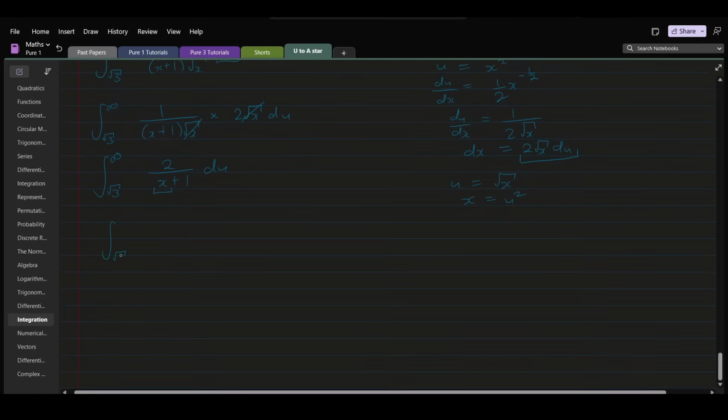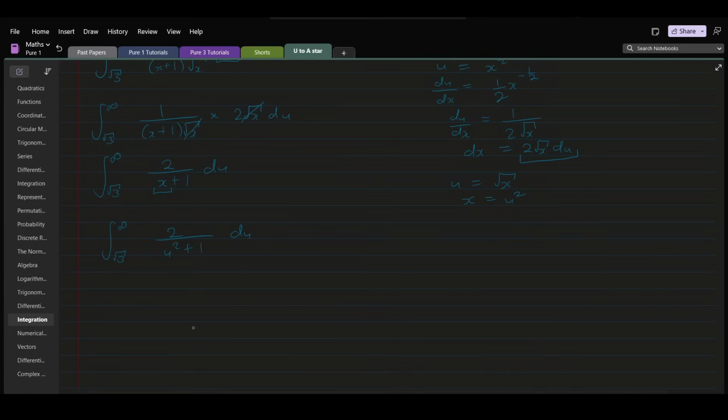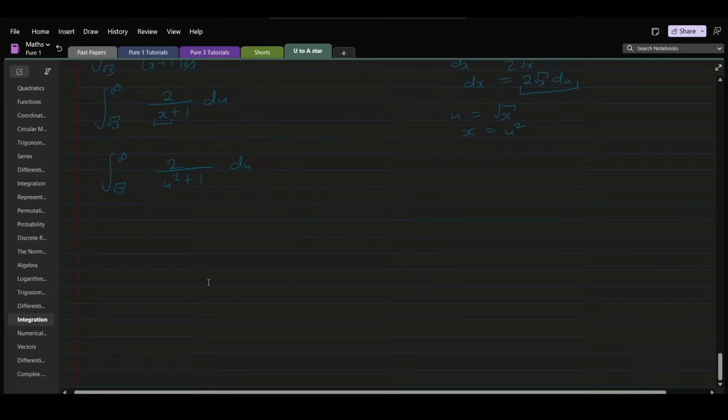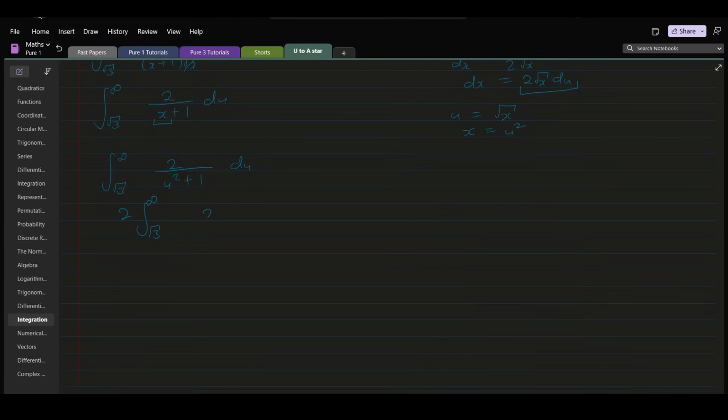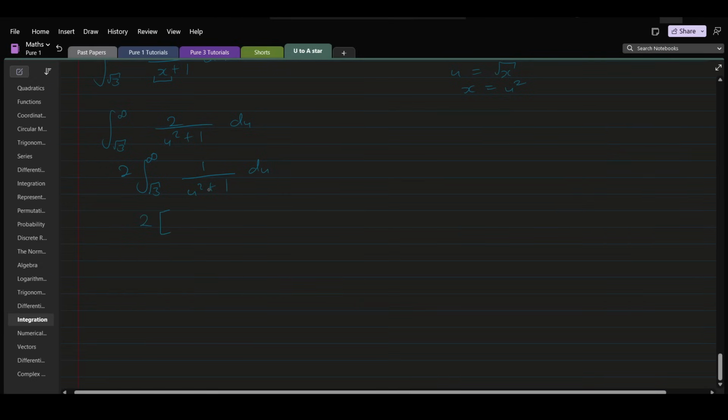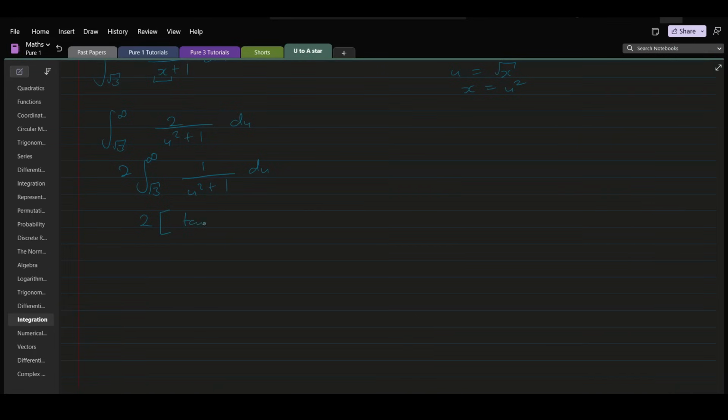And so if we come back to our integrand, we've got the integral of root 3 to infinity of 2 over u squared plus 1 with respect to u. Now everything is in terms of u and we can go on to integrate. But before we integrate, I'm just going to take the 2 behind our integral sign. So that is 2, the integral of root 3 to infinity of, oh, that's now 1 over u squared plus 1 with respect to u. So now if we integrate this 1 over u squared plus 1, we get arctan of u. And this is from root 3 to infinity.